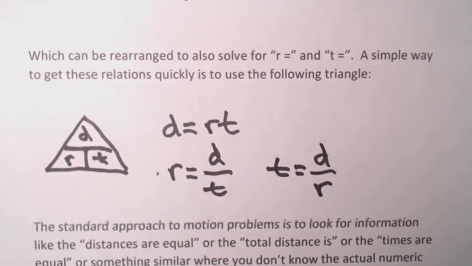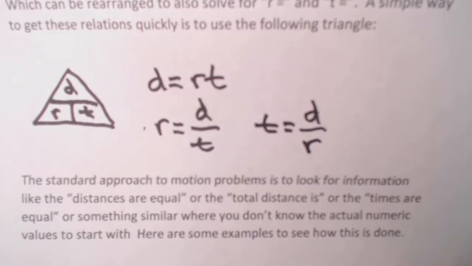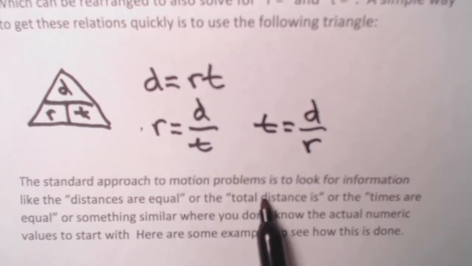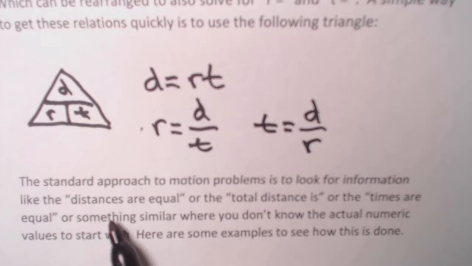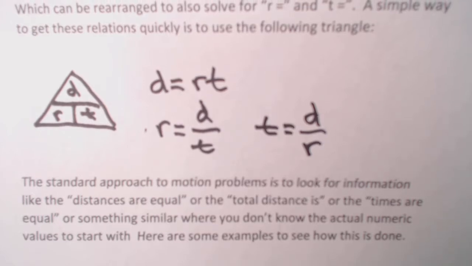Okay, now, how do we solve these problems that we call motion problems? The standard approach to motion problems is to look for information like the distances are equal, or the total distance is, or the times are equal, or anything like that. You know something about those values, that they're equal or what their total is, but you don't know them individually. You don't have the numeric values for that. What you can do is start out with that information and then build the rest of it into the equation. Let's take a look at how this type of thing can be done.